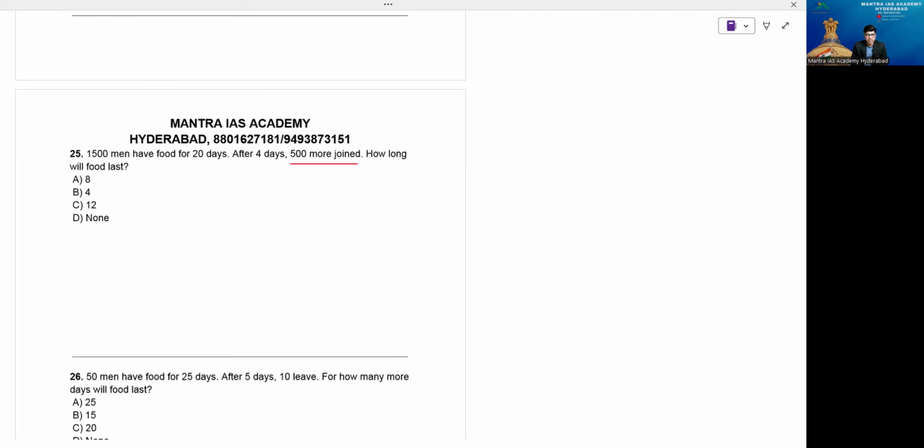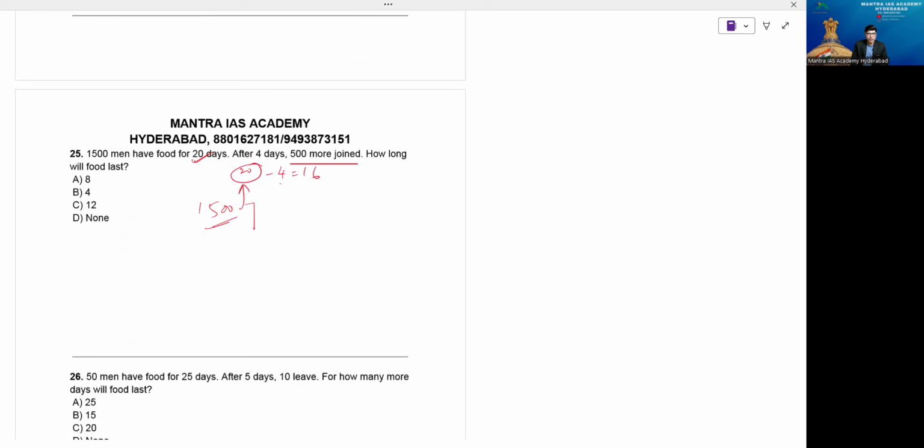Basically, for example, imagine a police battalion or some group of people went to some place and they took along with them some sufficient food grains, right? So that is sufficient for 20 days. Imagine that when the 1500 members were there, the food is sufficient for 20 days, beta. Right? And after 4 days implies what? 4 days completed. Out of these 20 days, the remaining 16 days we have.